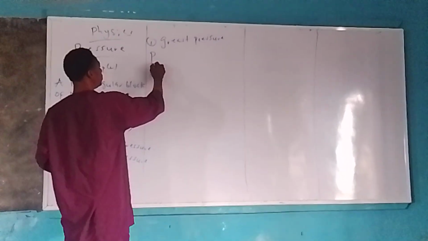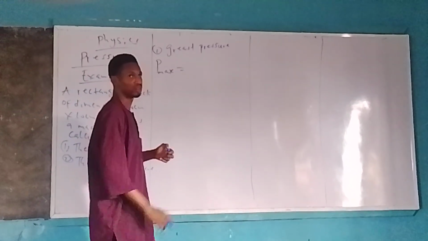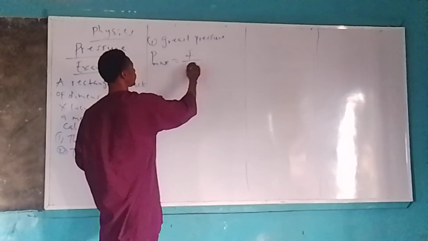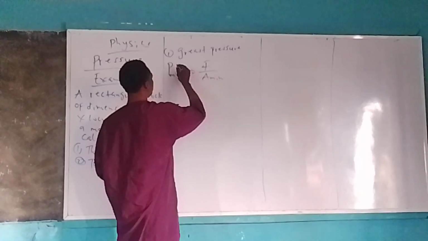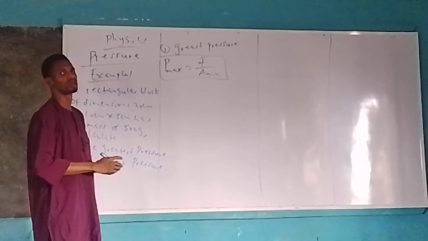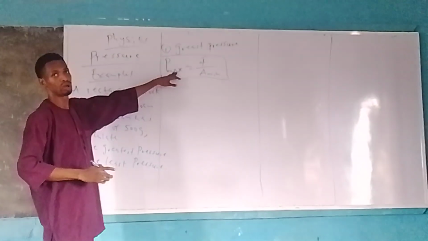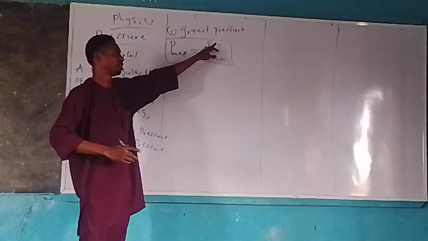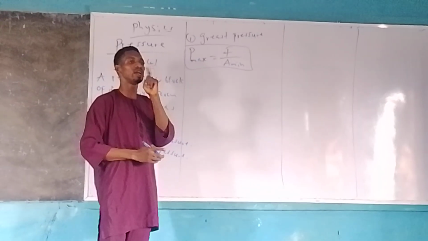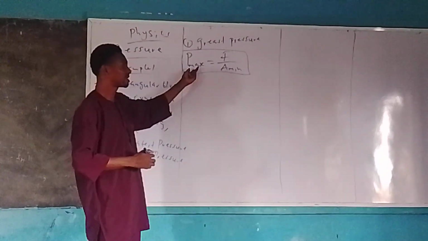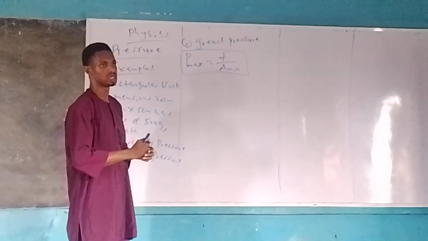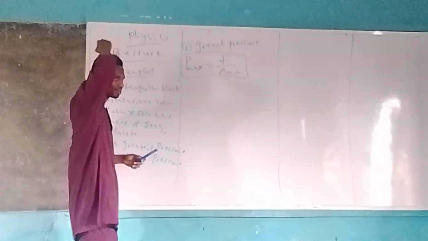Greatest pressure is P equal to force over minimum area. Please take notes. Maximum or greatest pressure is given as force over area. What kind of area? Minimum area. For us to get maximum pressure, the area must be minimum, or the least.